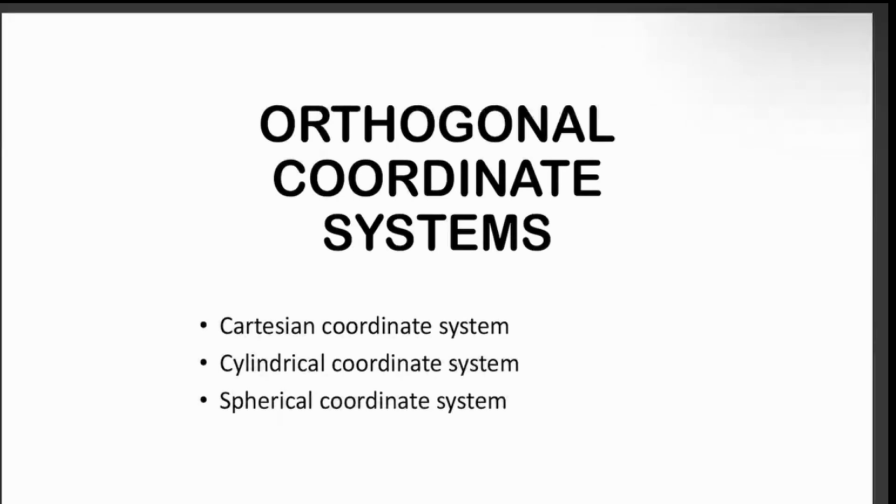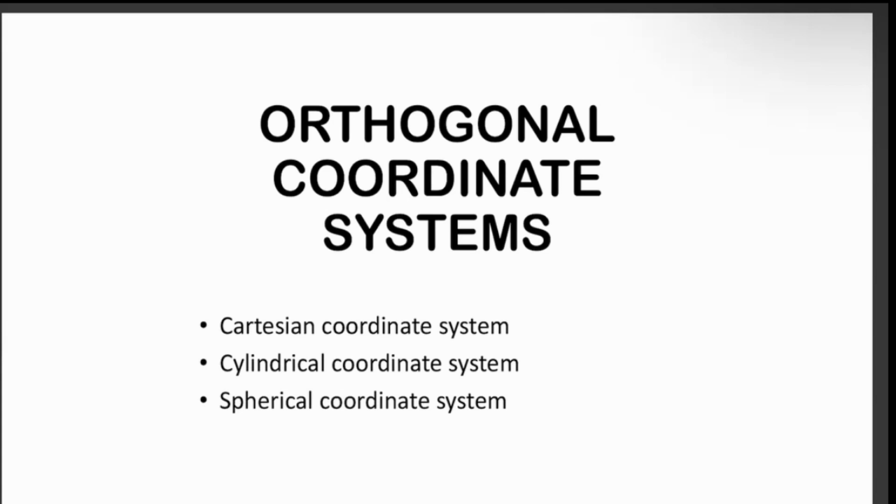Okay, orthogonal coordinate system. Before this, we studied just x and y. Now, orthogonal means that we have a 3D coordinate system. There are three types of orthogonal coordinate system: Cartesian, cylindrical, and also spherical.